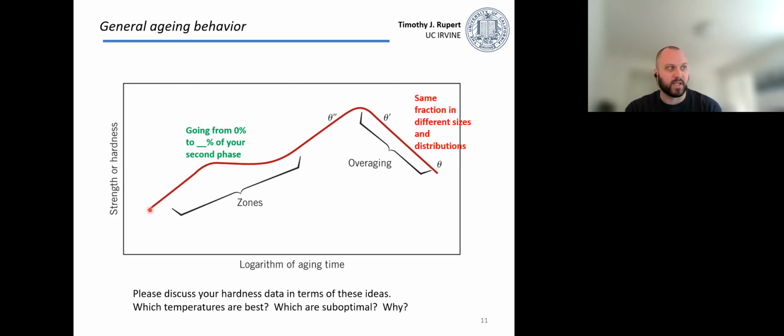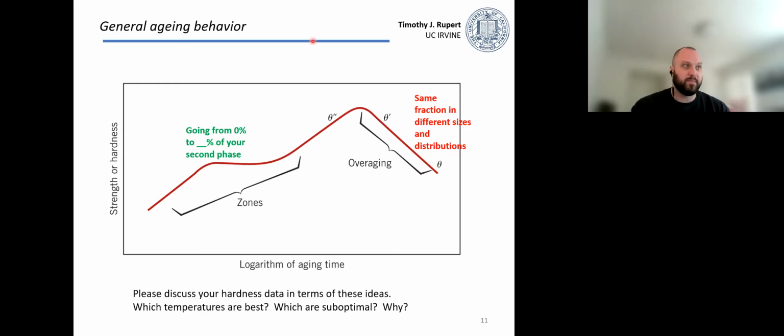Now, another interesting point is that it doesn't have to be some sort of monotonic increase. So in this case, you can have an increase, but it doesn't really increase very much. It kind of stays stagnant, and then it gets much higher, okay? And then eventually, you start to see your strength or your hardness fall off. And that's indicative of the fact that you have the same fraction, whatever percentage is told to you by your phase diagram, but it's now arranged in different sizes and distributions inside of your sample, okay?